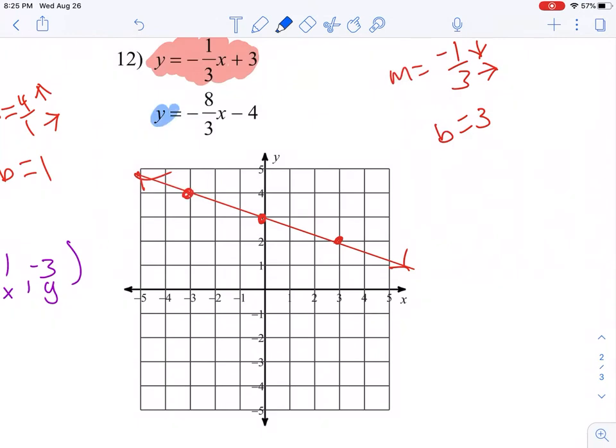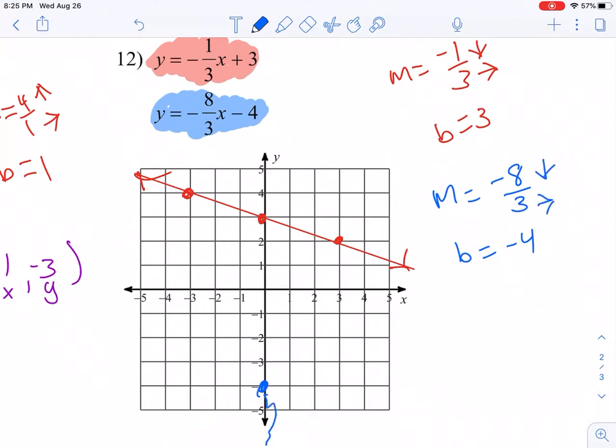My second equation in blue, my m value is negative 8 over 3, and my b value is negative 4. So I will begin at negative 4, and I'm supposed to count down 8, right 3. I cannot count down 8, right 3 because there's not enough room. So instead, I'm going to do the exact opposite. I'm going to count up 8 and then left 3. So we're going 1, 2, 3, 4, 5, 6, 7, 8, and left 1, 2, 3.